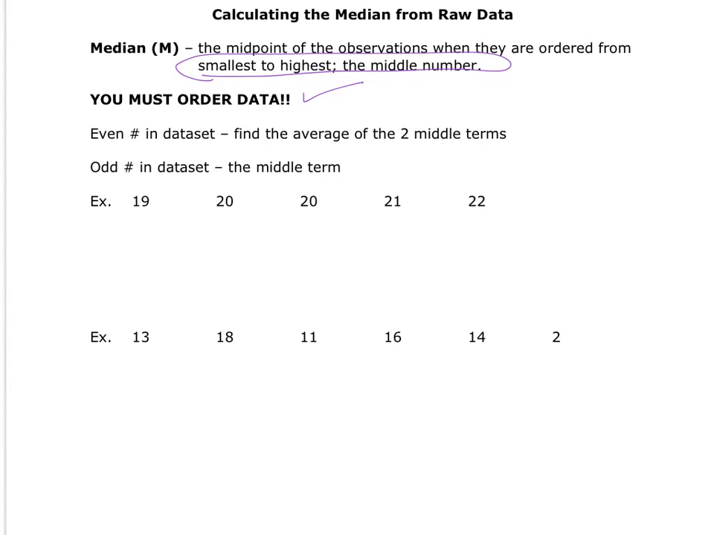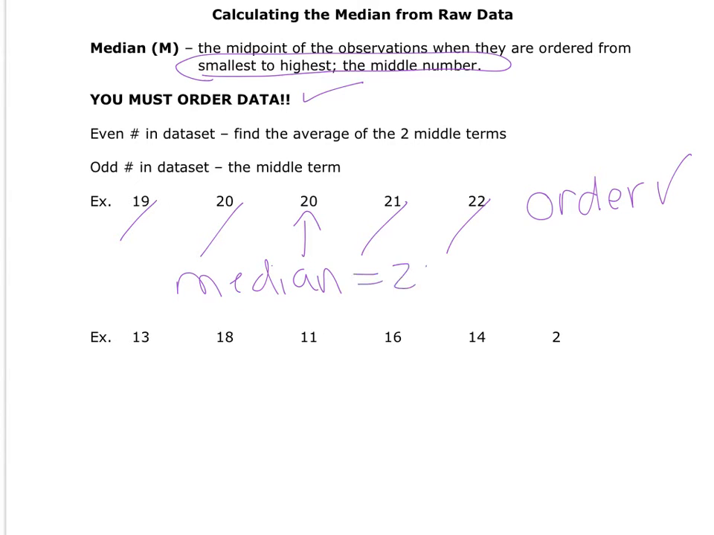So for this first data set, we ask ourselves, are they in order? And yes, they are. So then I can just start crossing off the ends, and I get 1 number in the middle, so my median is 20. Or I can use the letter M, is 20, and there is no distinction between population and sample median.